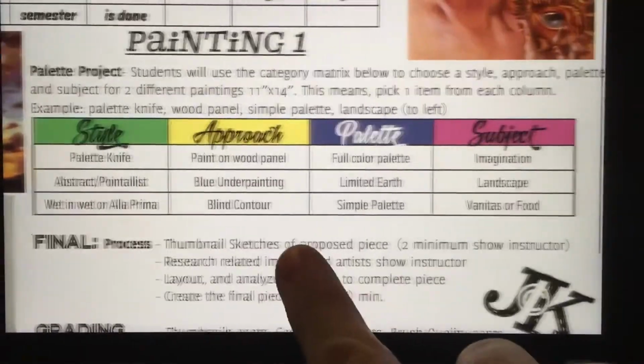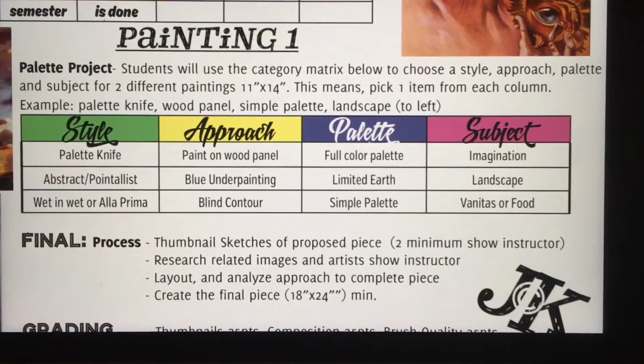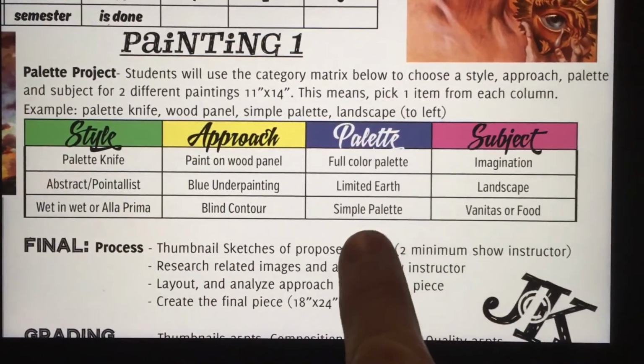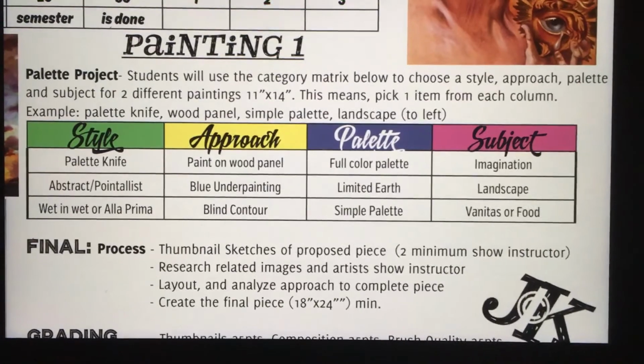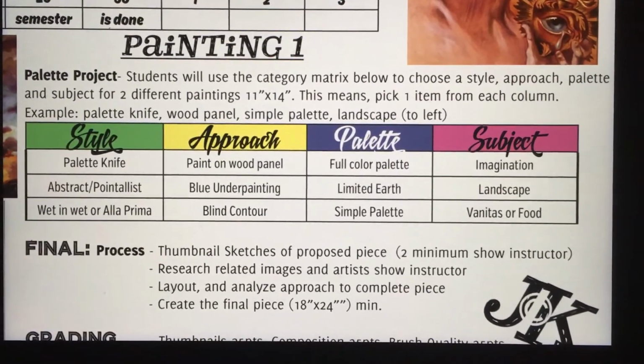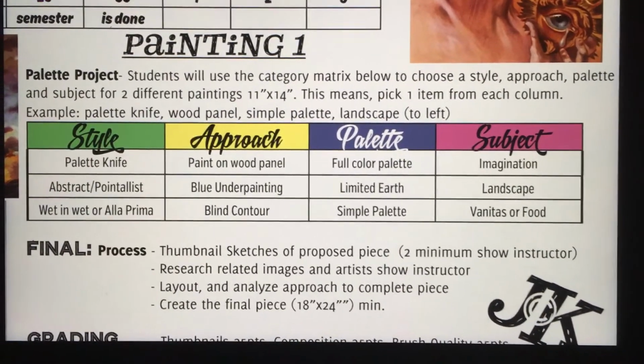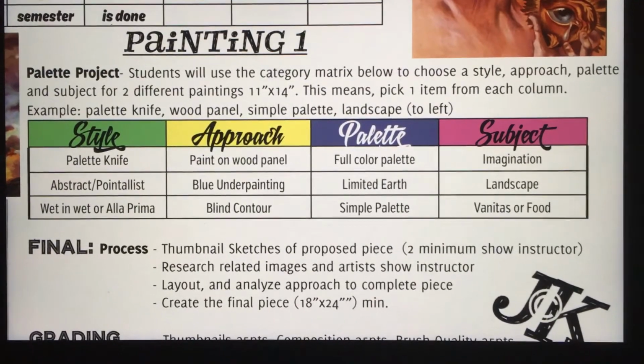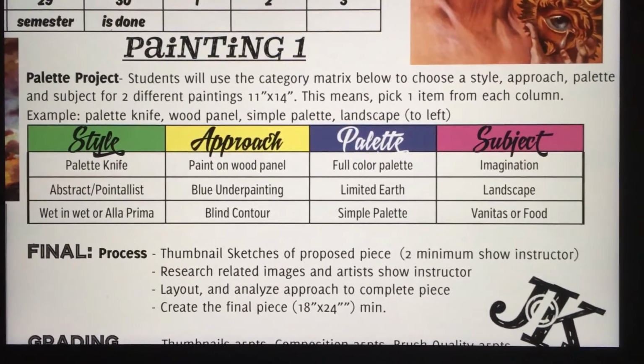So those are the matrix. So you pick one from the green column, one from the yellow, one from the blue, and then one from the pink. And you'd mix that. And when you went to go to make the second painting, you would pick all new things and not repeat what you used before.